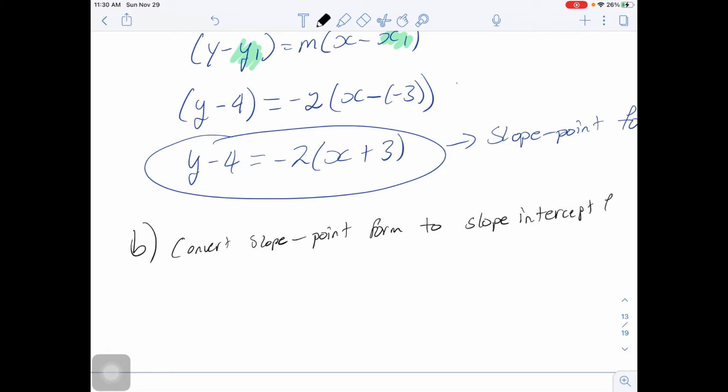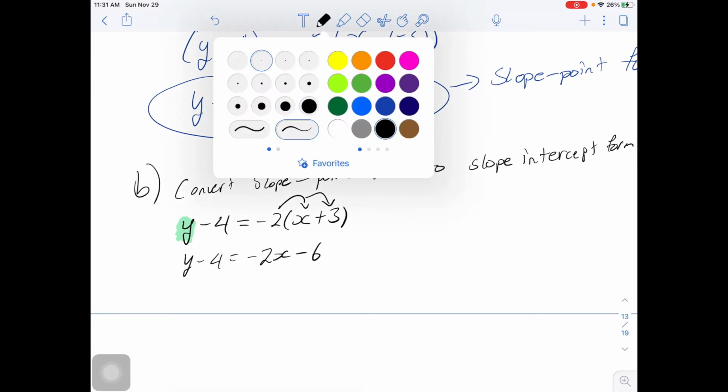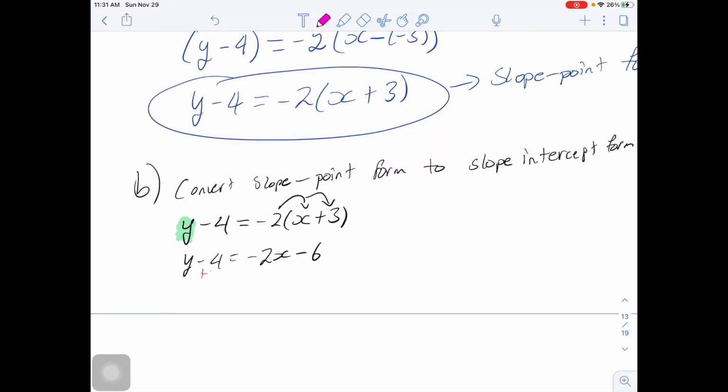And all you're going to do in order to do that is simply solve for y, okay, and then expand these values. So what we're going to do is write out our slope-point form, and we're going to expand and solve for our y value. So the first thing I'm going to do is apply my -2 inside. So this will become y minus 4 equals -2 times x, which is -2x, -2 times 3, which is -6. And then I will add 4.